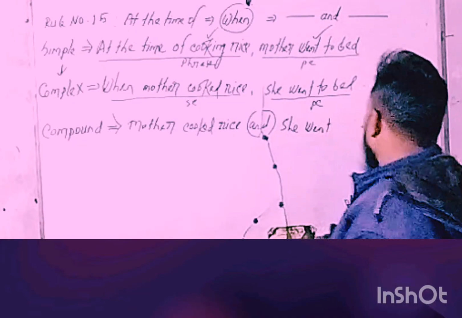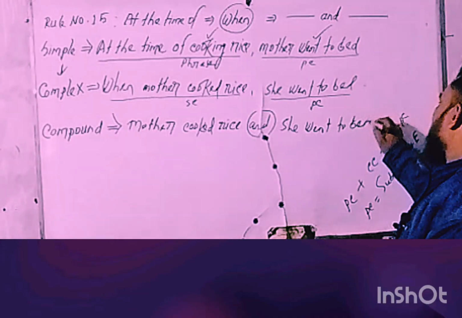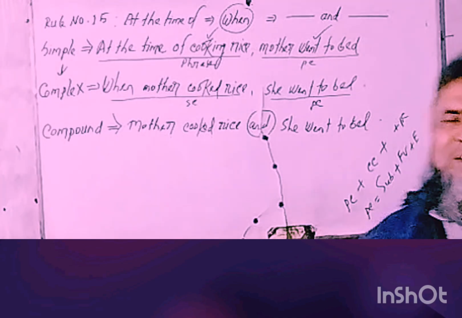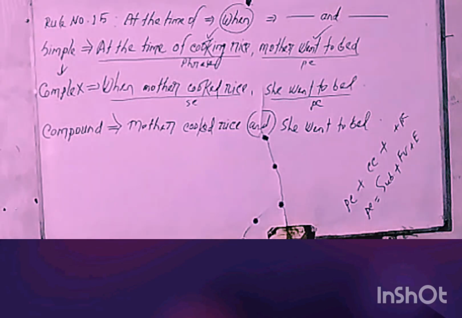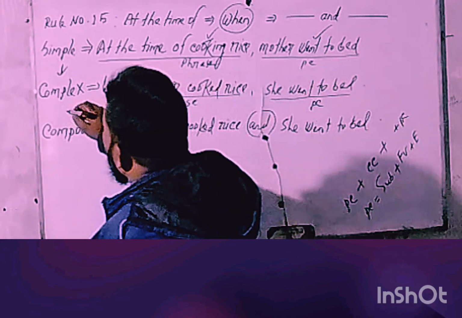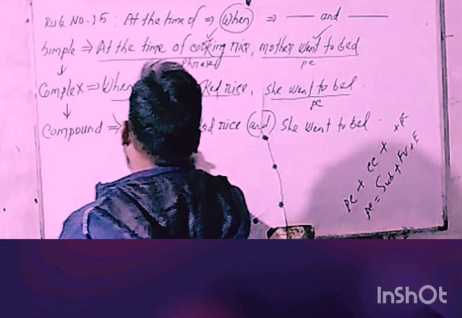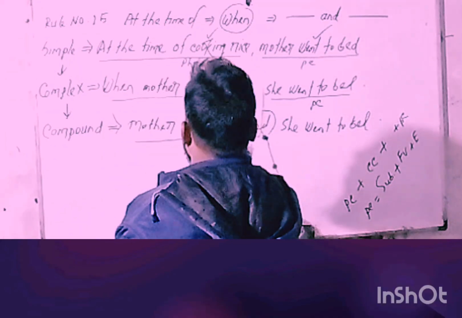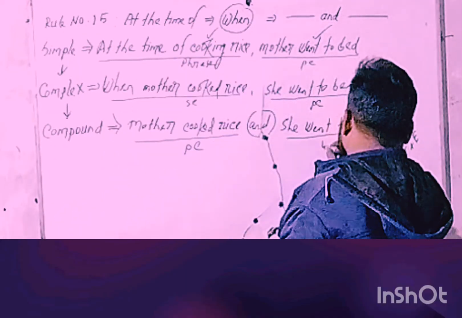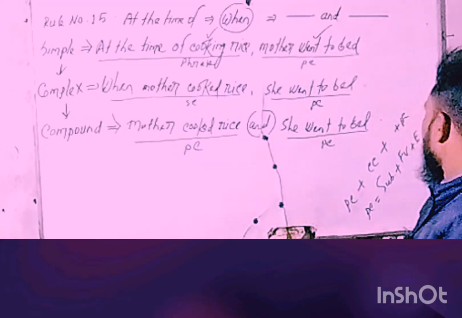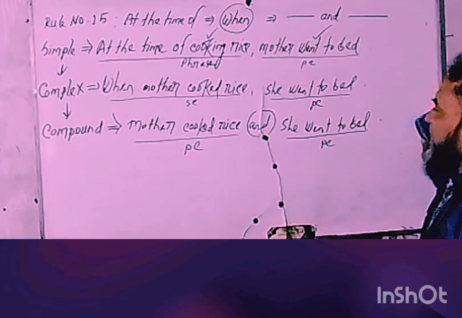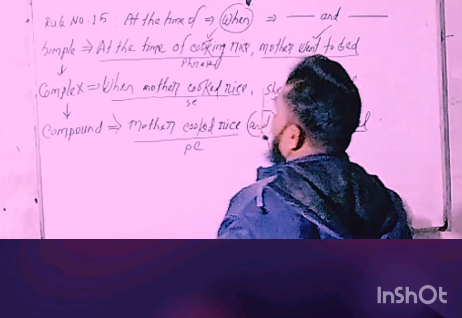She went to bed. Already this sentence has been changed into a compound sentence, because in this sentence there are two principal clauses joined together by a coordinating conjunction. I hope that you have understood clearly.